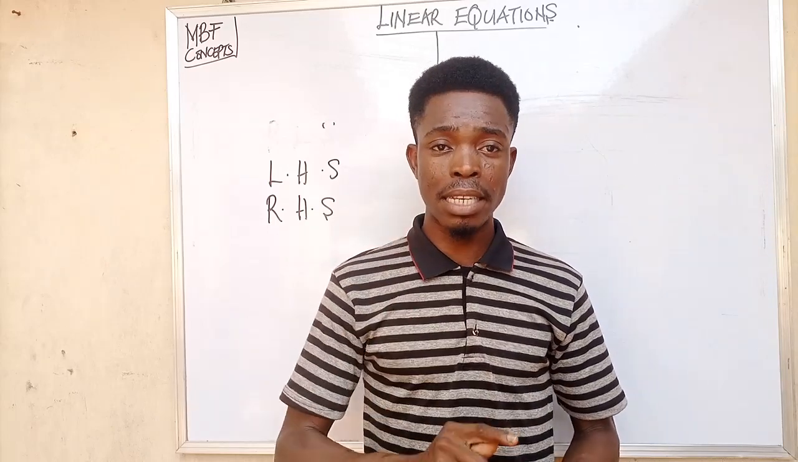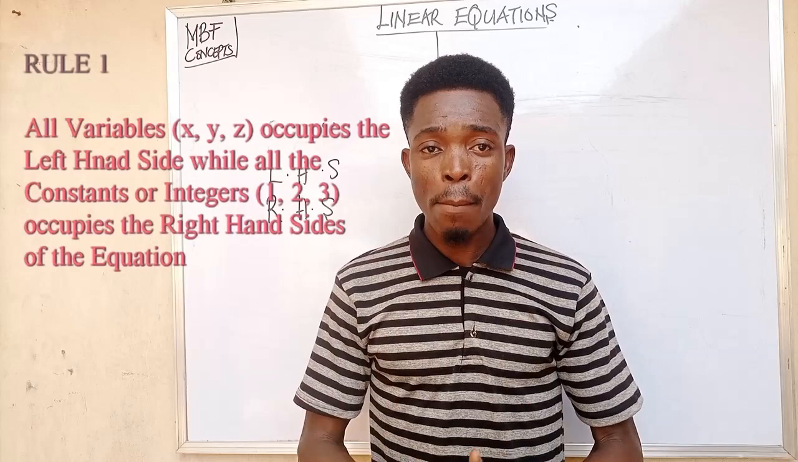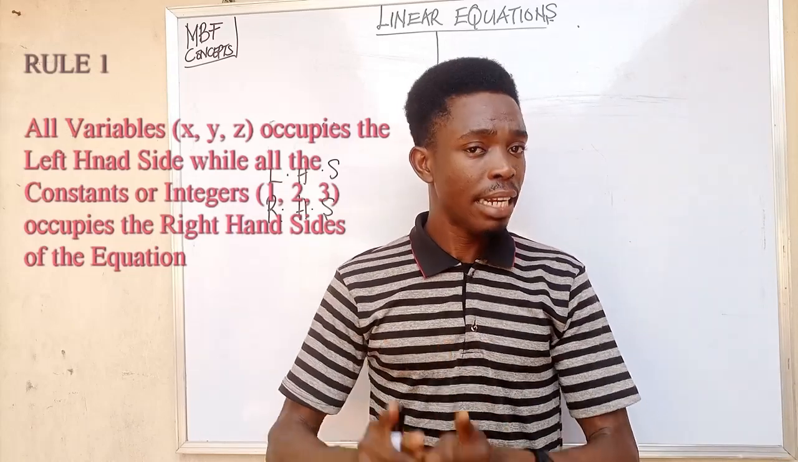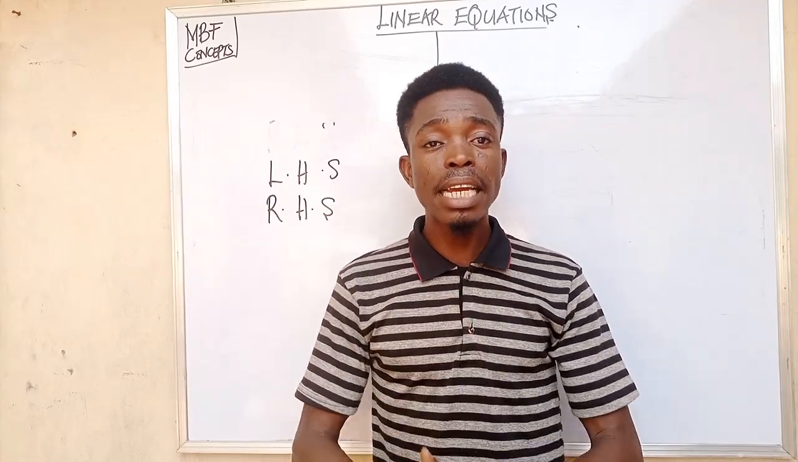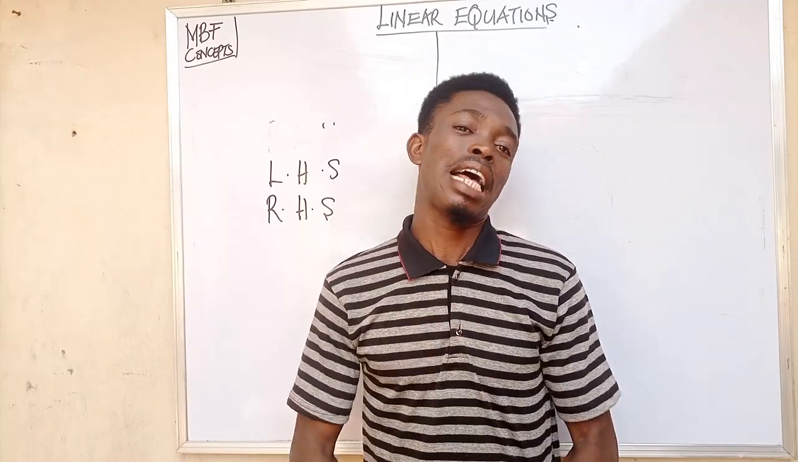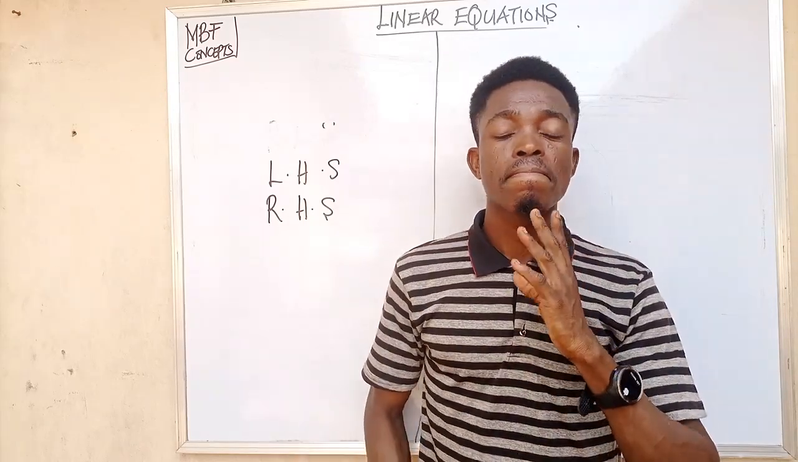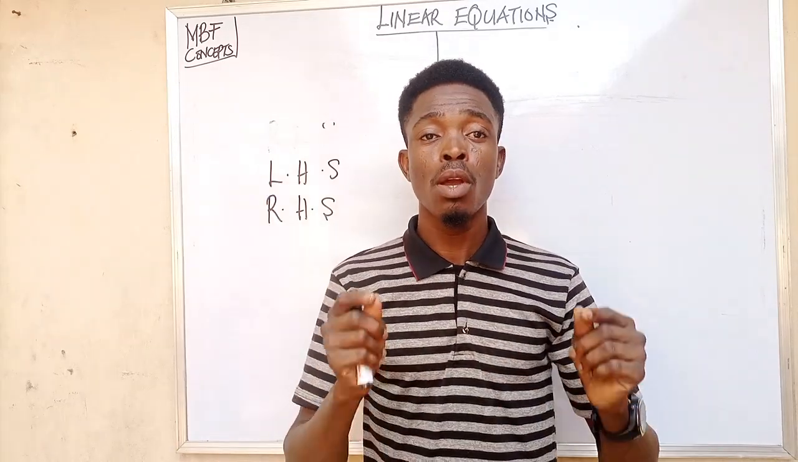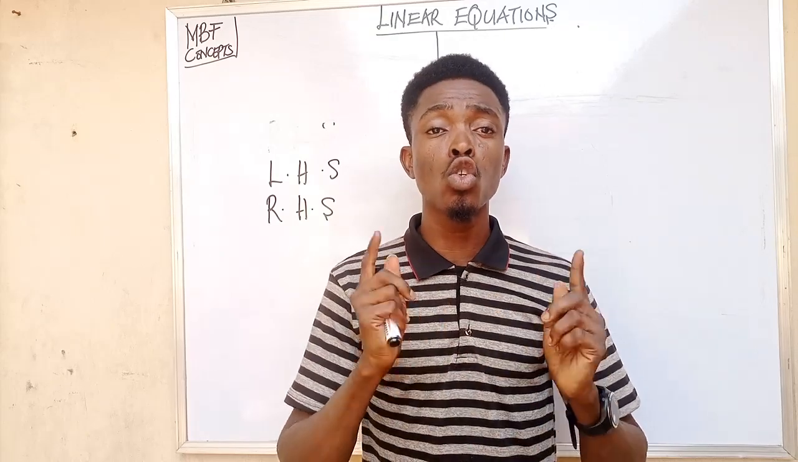Rule number one states that in a linear equation, the variables occupy the left-hand side while the integers or the constants occupy the right-hand side. So this is rule number one, that the integers occupy the right-hand side and the other will occupy the left-hand side. Guys, what is rule number two?